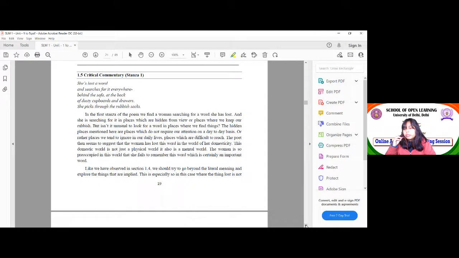Her freedom, she can't remember. Probably, we don't know what the word is. The word could be freedom. She does not know what it feels like to go outside and work. So she is looking for it in her world, which is the world of the home.